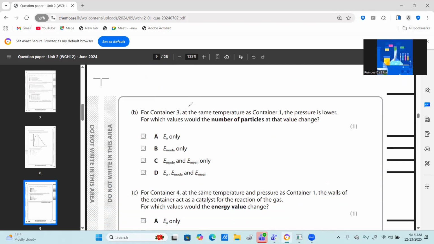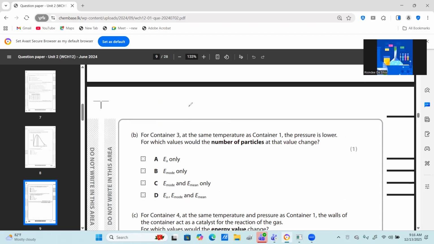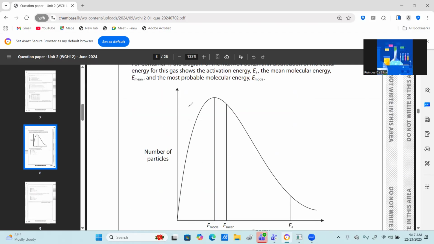For container 3, at the same temperature as container 1, the pressure is lower. For which value would the number of particles at the value change? If it is at lower pressure, this should decrease, right? Then what will happen? Activation energy will not change. E mode and E mean also will not change.